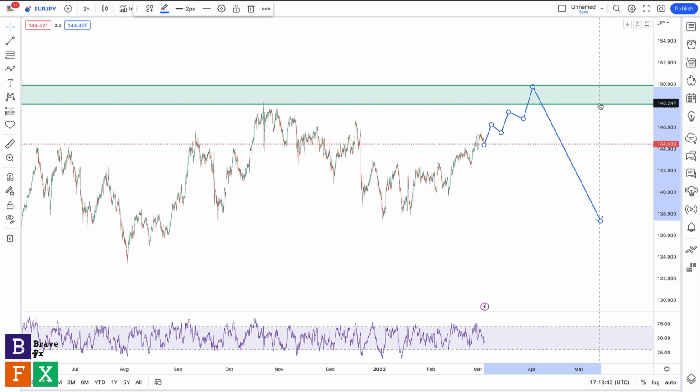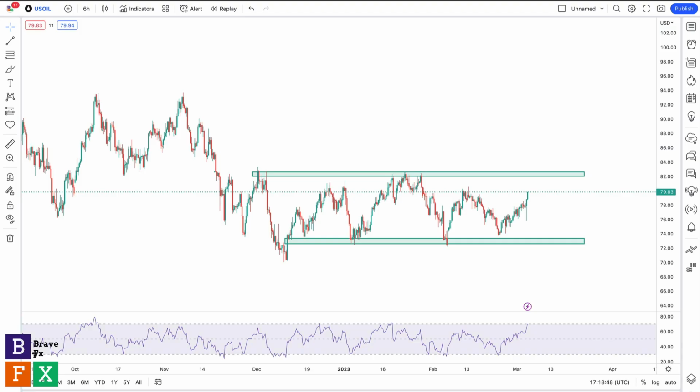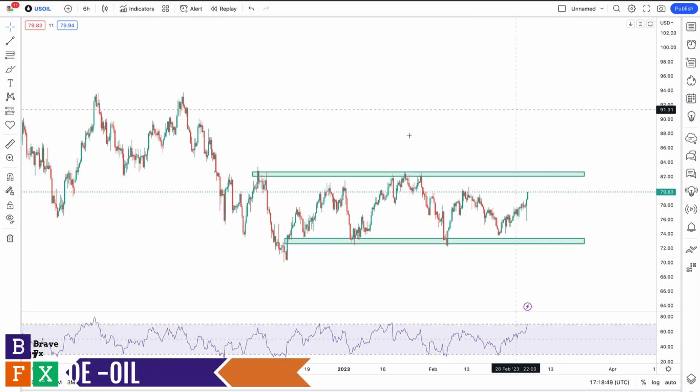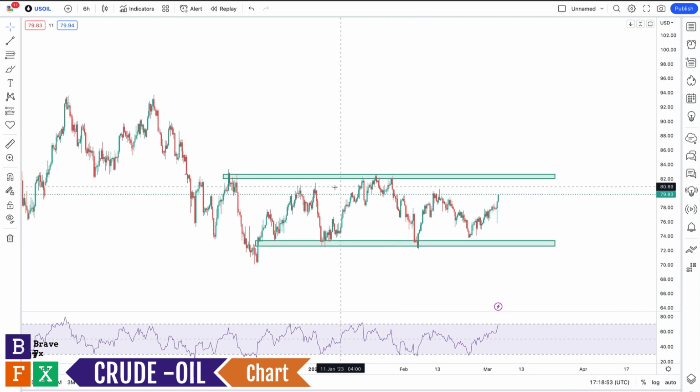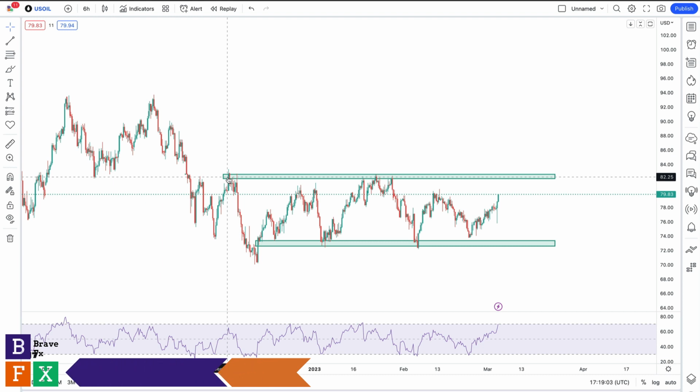So lastly, we're going to talk about crude oil. So I haven't talked about crude oil in a while, so I'm going to touch on this real quick. So crude oil seems to be moving within a range for the past 3 months, I guess. So this has been ranging since December last year. So since December 2022, we have been ranging within this support and resistance level.